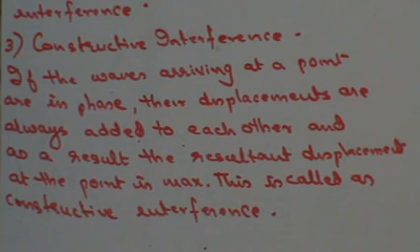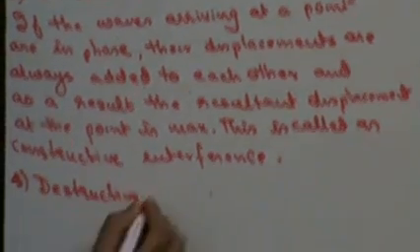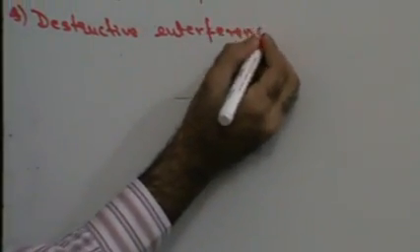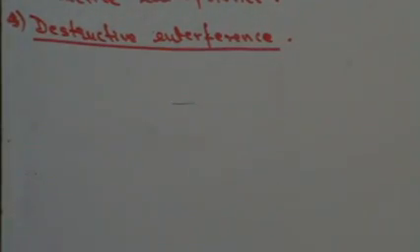Right? When you have maximum displacement produced at a point due to two waves arriving at a point, then that is called constructive interference. Next, you have destructive interference. What do we understand by destructive interference?